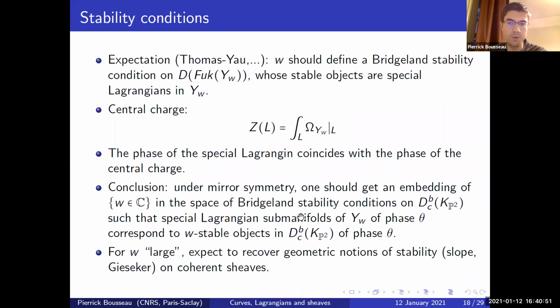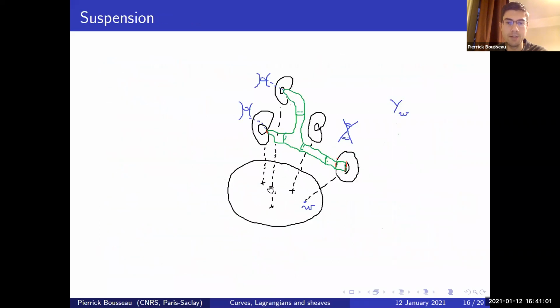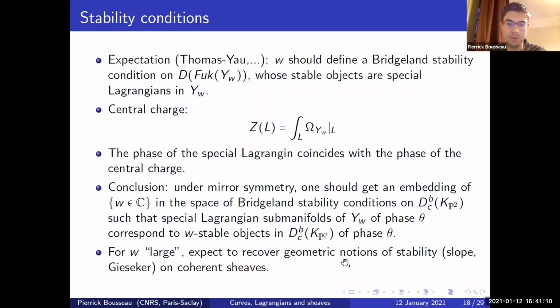And if you go through the mirror symmetry dictionary, you expect that the regime where W is large, so on this base, if you think of this thing as being a disk, W is really close to the boundary of the disk, you expect this limit to correspond to the geometric limit. So if you want the large volume limit from the KP2 point of view, where you expect your stability condition to reduce to geometric notions of stability, such as slope or Gieseker stability for coherent sheaves.